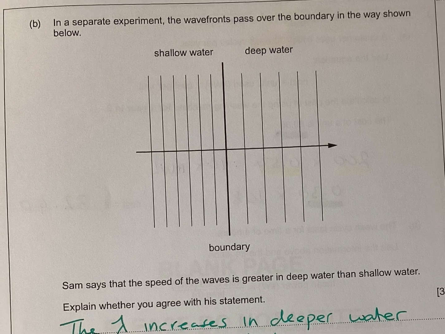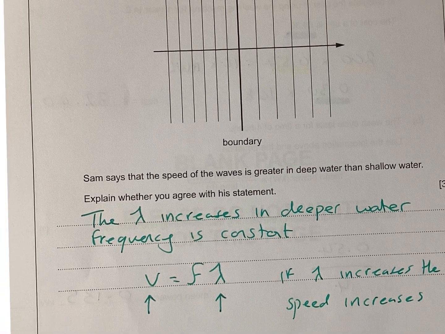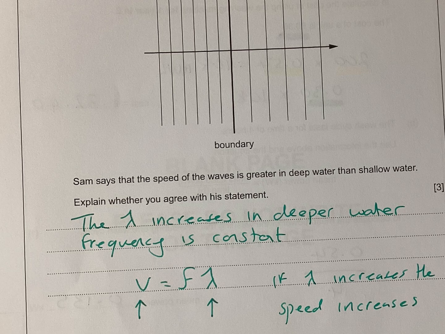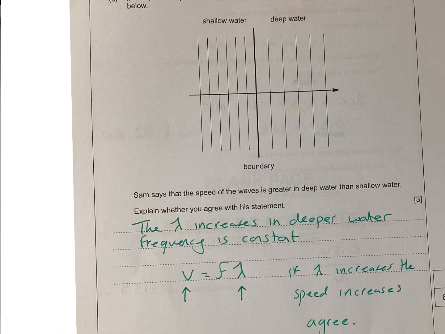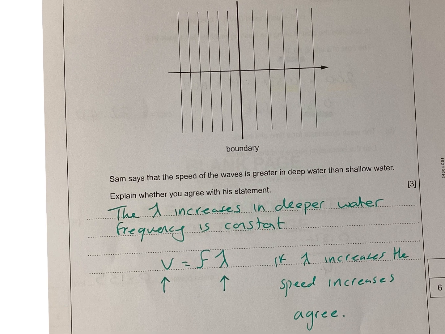Then we come over here. We're still going from shallow to deep. Explain whether you agree with this statement. What's this say? Sam says that the speed of the waves is greater. Did it say somewhere that frequency is... The frequency is usually in these questions constant. So I've said it there. It must be somewhere. So if we're using this formula, frequency is constant. If we're increasing the wavelength, then the speed's got to increase, okay? So if you imagine 1 times 10 is 10, well, 1 times 20 now is 20. So as that goes up as well there, I'm going to agree with that statement.